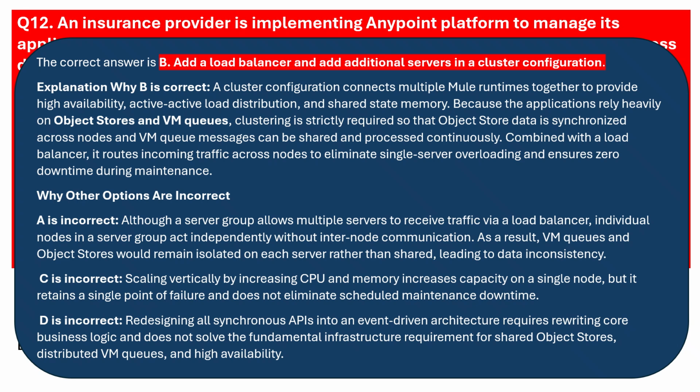Scaling vertically by increasing CPU and memory increases capacity on a single node, but it retains a single point of failure and does not eliminate scheduled maintenance downtime. D is incorrect.